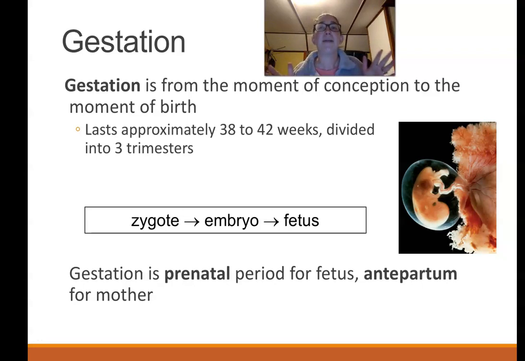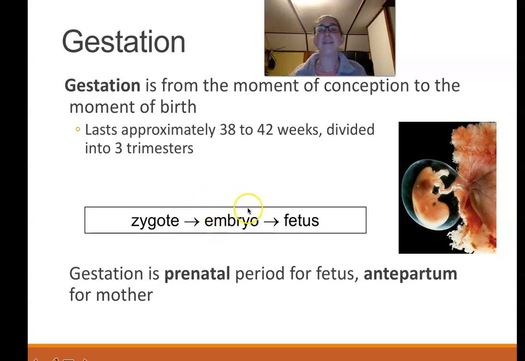And we divide it up into 3 trimesters. Some other terminology to know surrounding this period of gestation is the fertilized egg. The scientific term for that is the zygote. Then between the zygote and about 9 weeks, about halfway through the first trimester, we refer to it as the embryo.